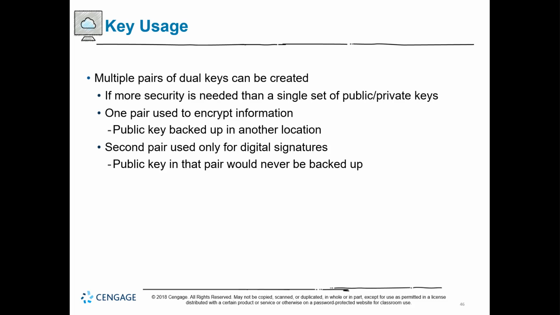Key usage. This is where we have multiple pairs of dual keys that can be created. Keep in mind, in an asymmetric system, there is one private key, and there could be multiple public keys. But for each conversation that is separately encrypted, it's going to have a different private key. These are called key pairs. And one key pair is used for encrypting the information. The second pair is used for digital signatures. So, again, there are multiple key combinations depending on the purpose.